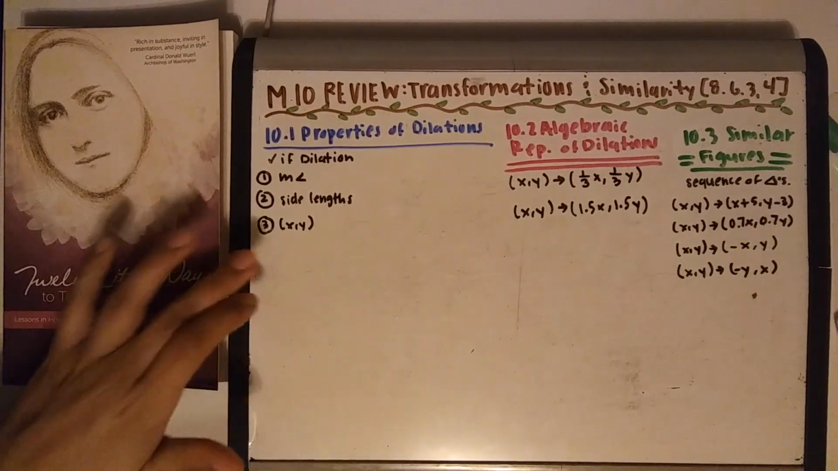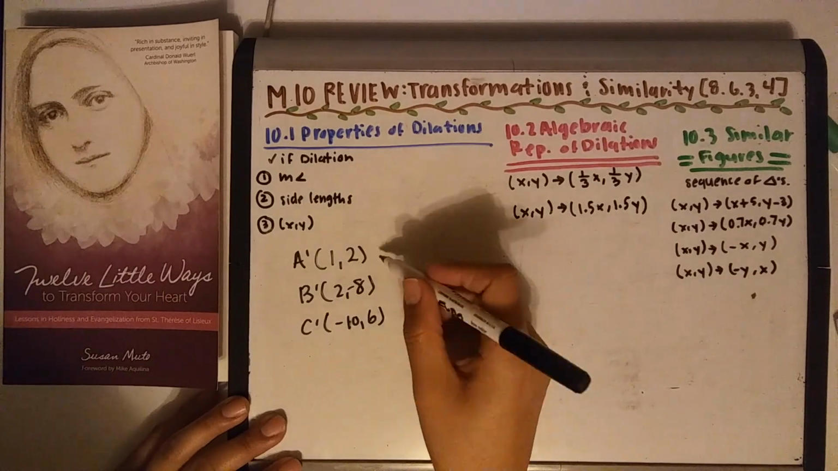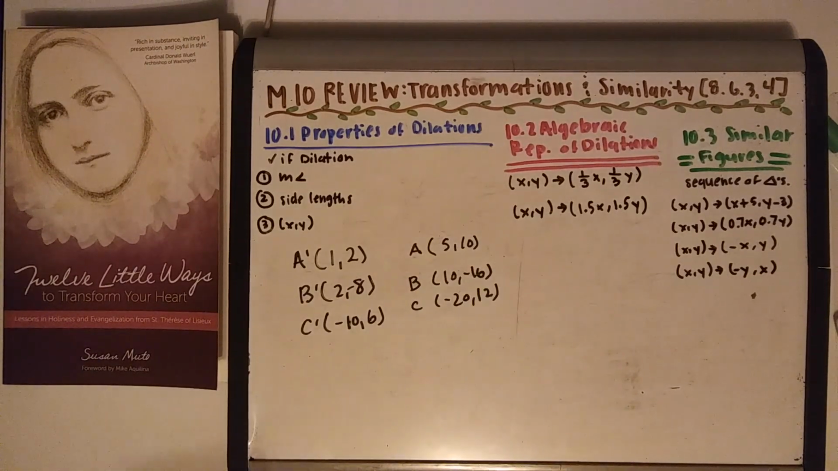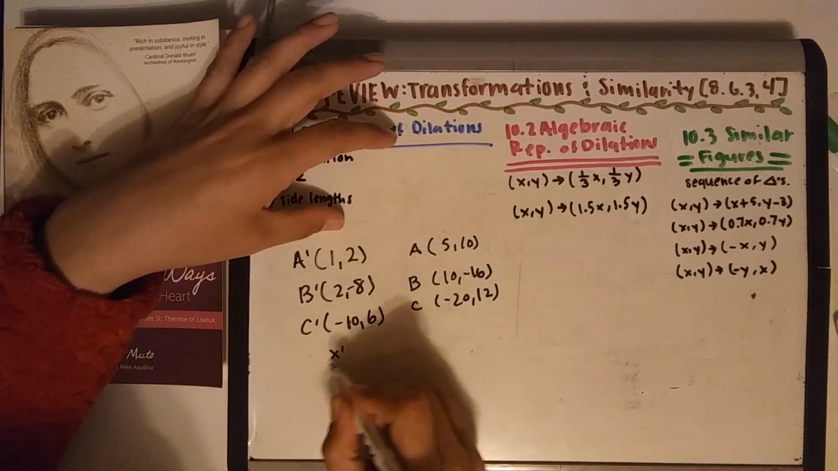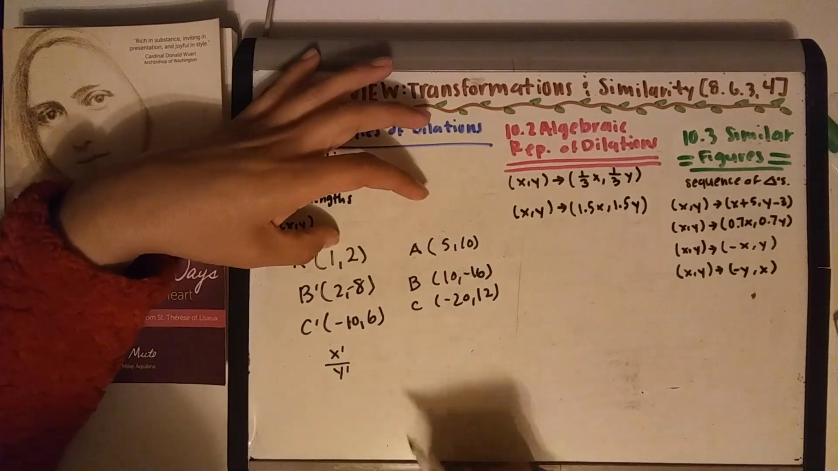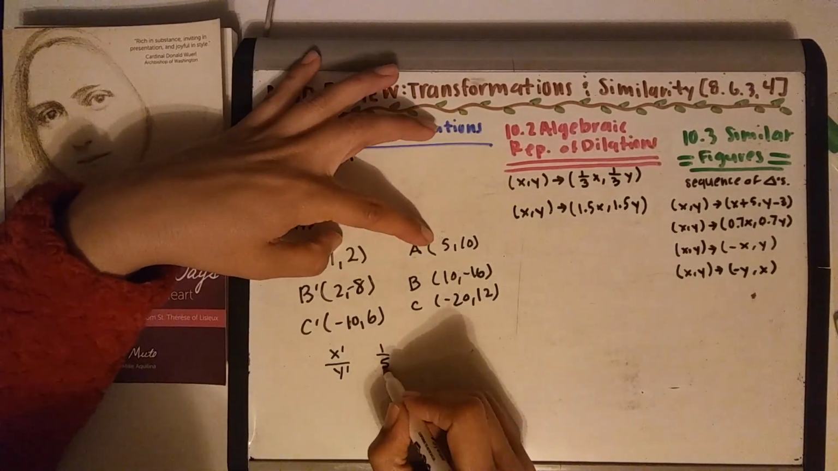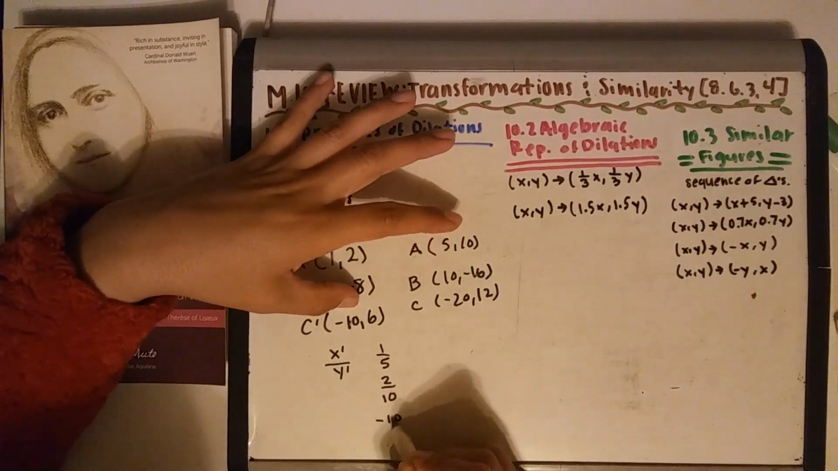Okay, and lastly, we're going to check with the ordered pairs. So I have to do each one of them again. So I'm gonna take this one, x prime over y prime. I have to do it for each one of them, okay? So I'm gonna take x prime 1 over 5, 2 over 10, and then negative 10 over negative 20.